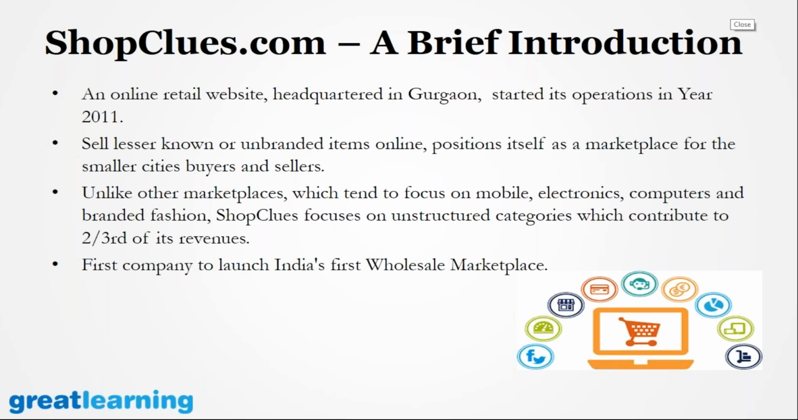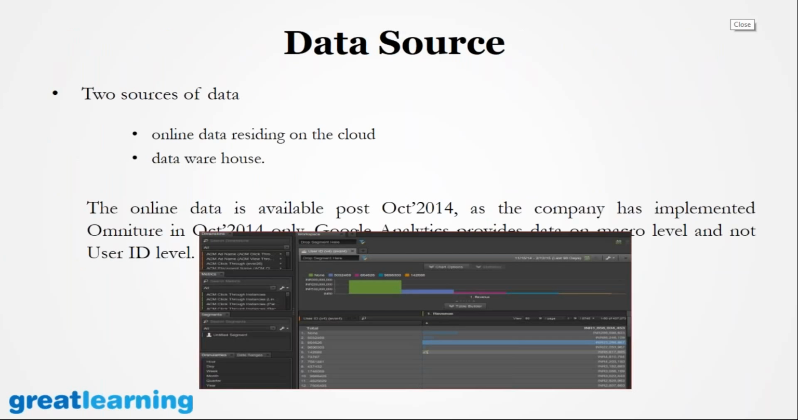Unlike other marketplaces, which tend to focus on mobiles, electronics, computers, and branded fashion, ShopClues focuses on unstructured categories, which contribute two-thirds of its revenue. Although they do have mobiles, electronics, computers, and other items as well, the major revenue comes from the kind of items you get at ShopClues and the throwaway prices you won't get at Amazon and Flipkart. It was also the first company to launch India's first wholesale marketplace.